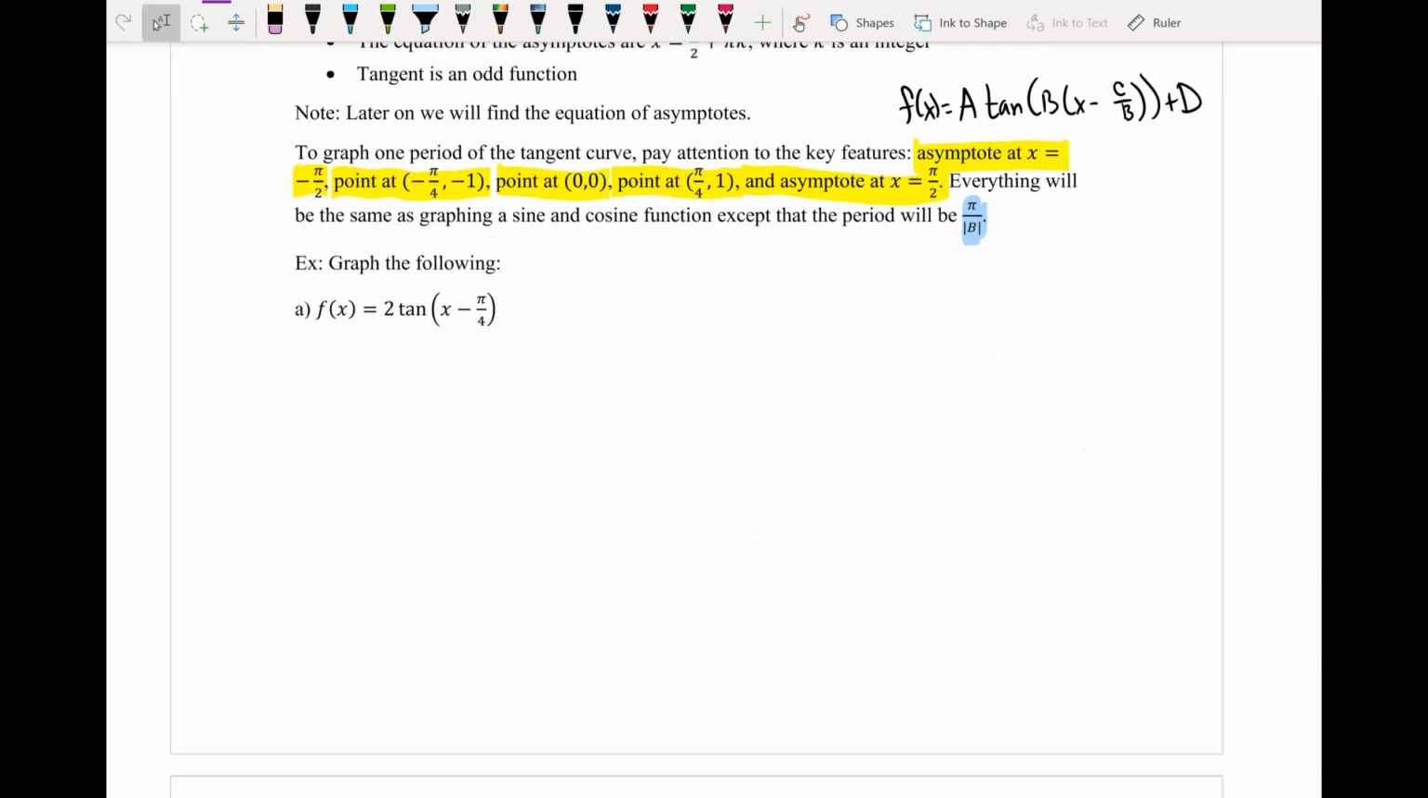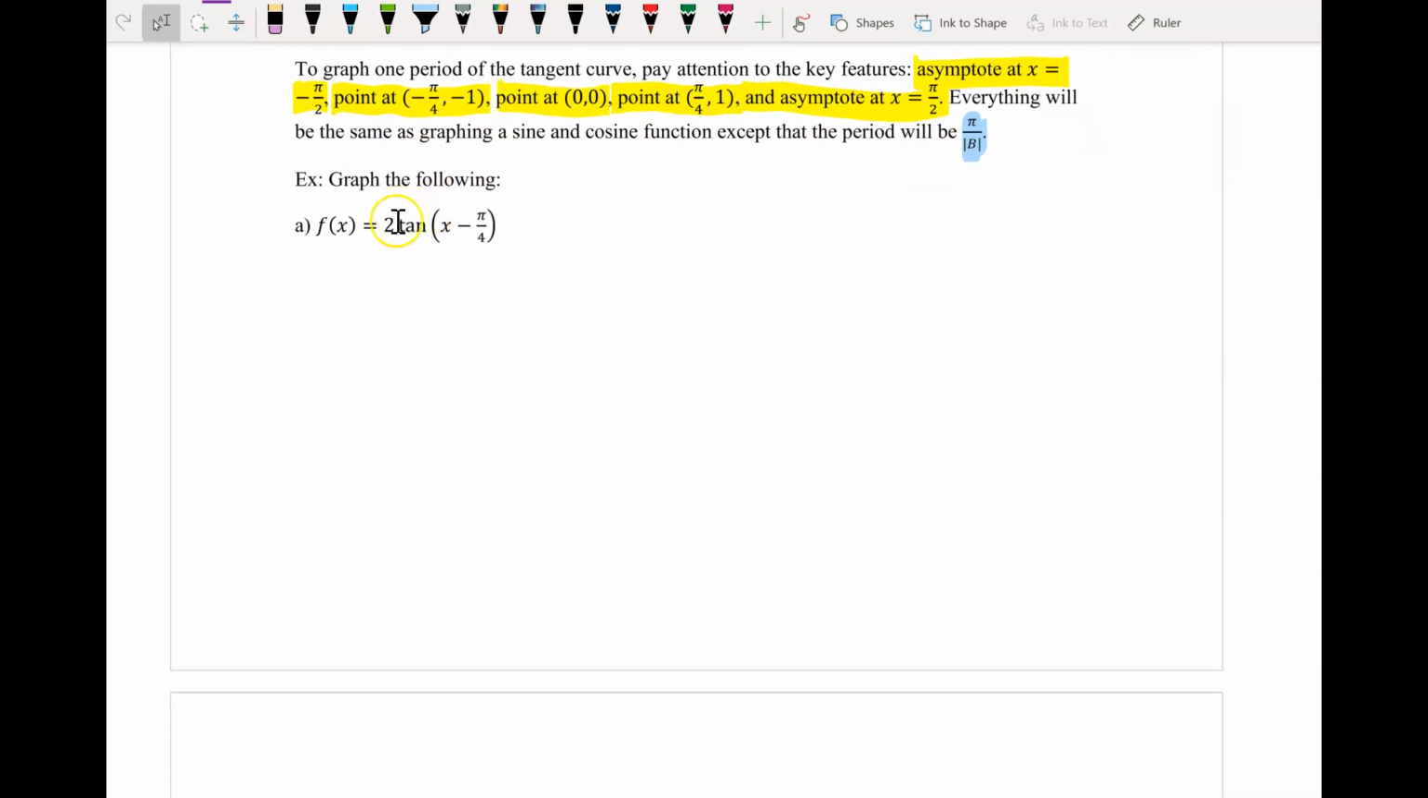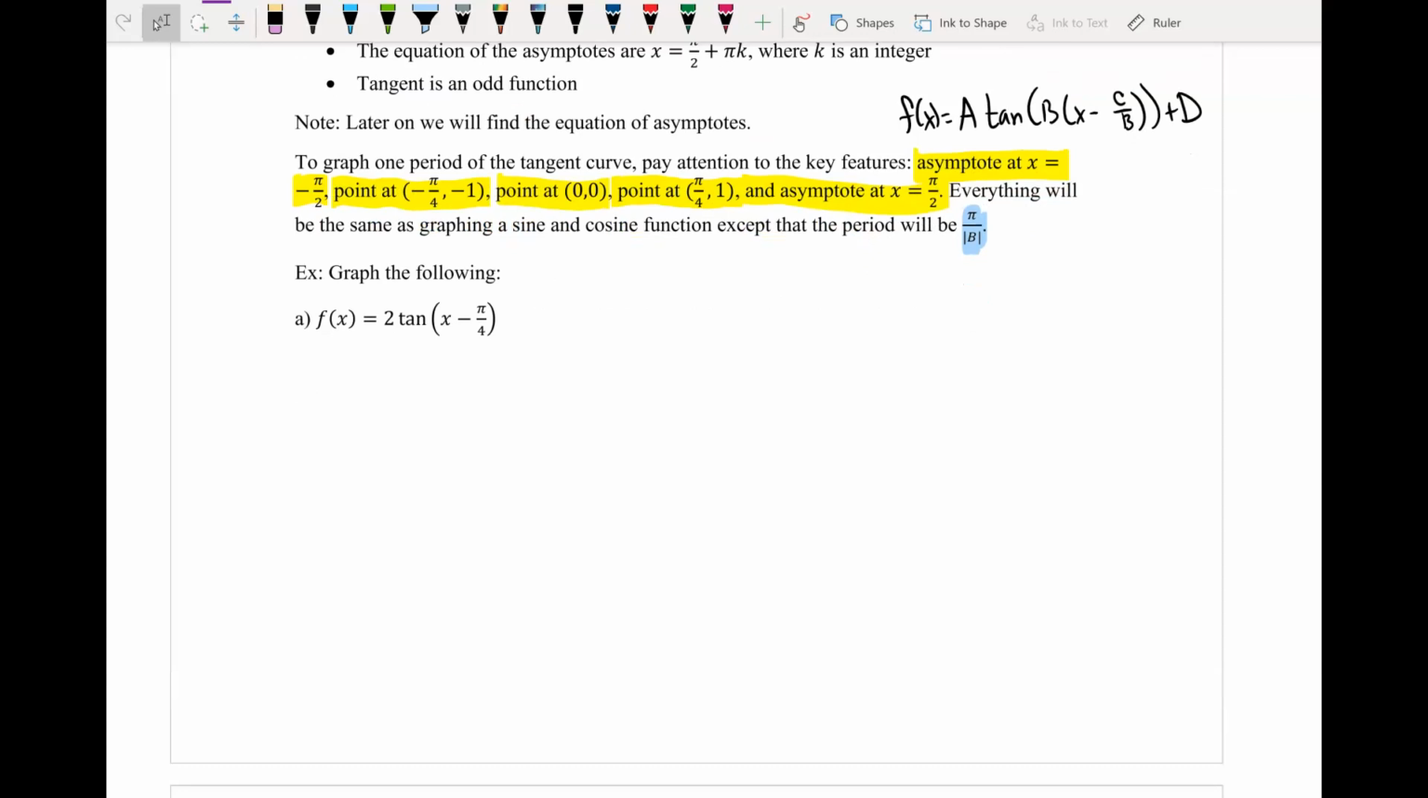Okay, so let's graph the following. You see that we've got a stretch factor of 2 and a phase shift of pi over 4. Luckily, the period hasn't changed. We're just shifting everything pi over 4 units. So let's deal with the pi over 4 first. So we've got the phase shift.